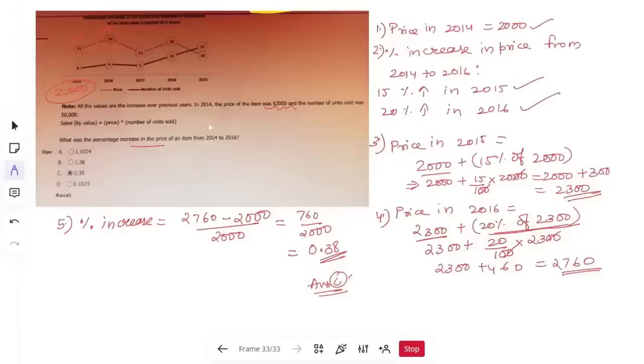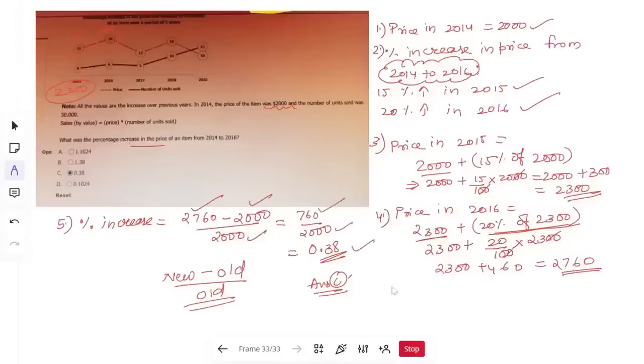Now what we have to find out is the percentage increase from 2014 to 2016. Whenever you have to calculate percentage increase over a duration of time, you take the new price minus the old price divided by the old price. This will give you the final answer. So we have taken the new price, that is 2760, minus the old one, divided by the old one. When you subtract this, you will get 760 divided by 2000, and the final answer is 0.38. So the correct answer for this question is option C, that is 0.38.